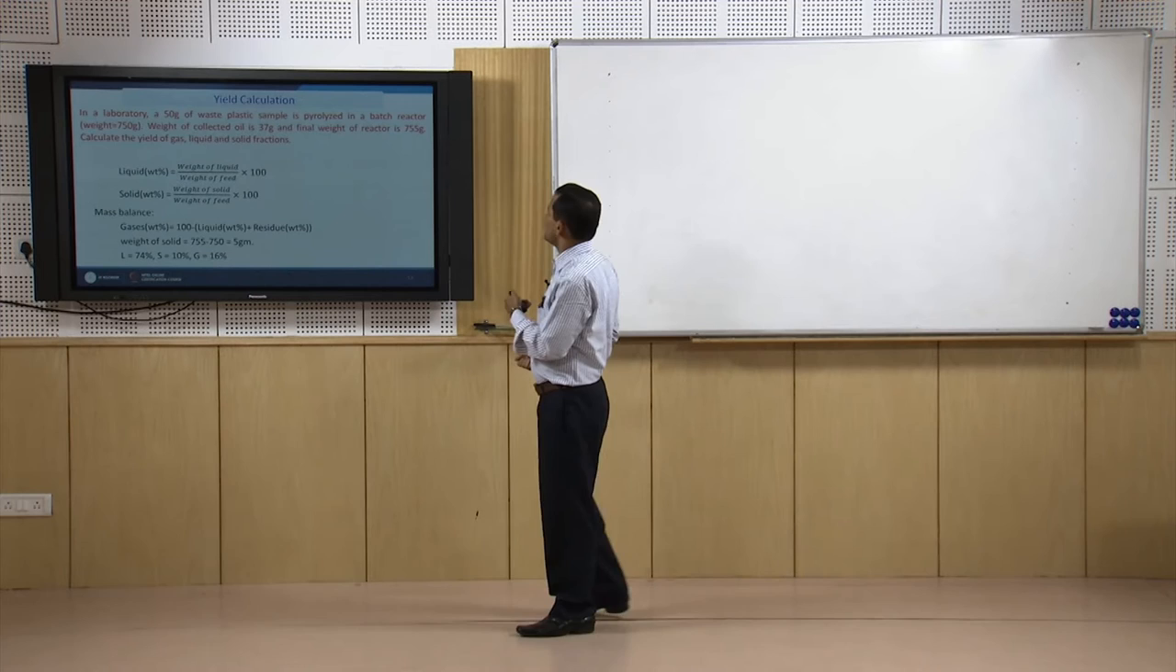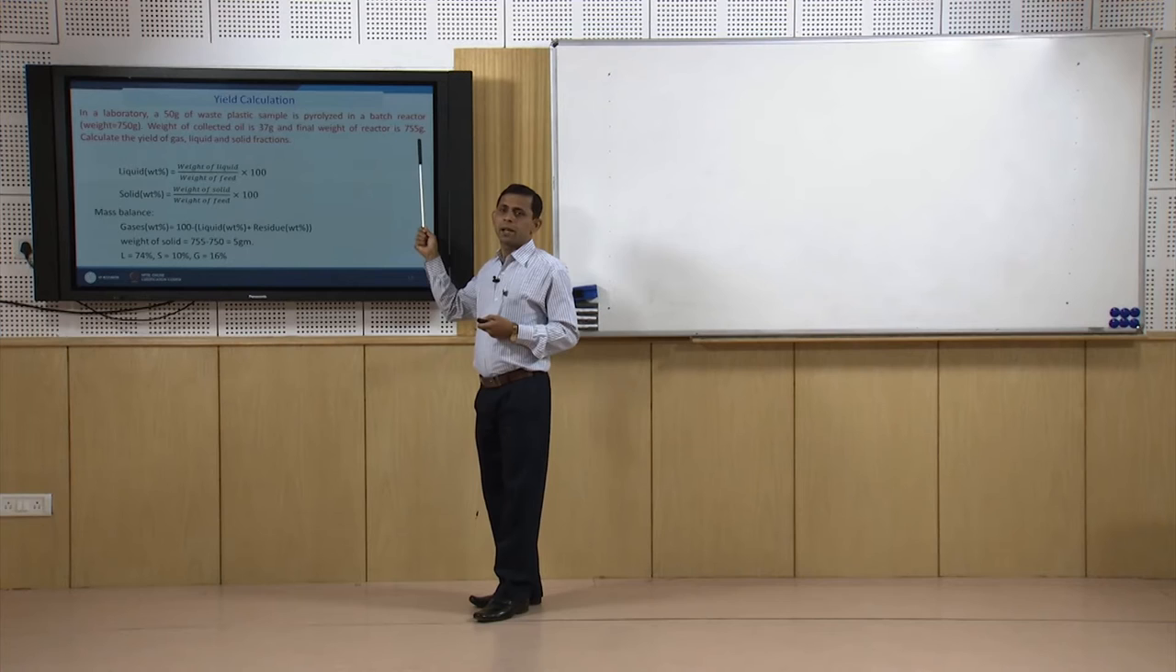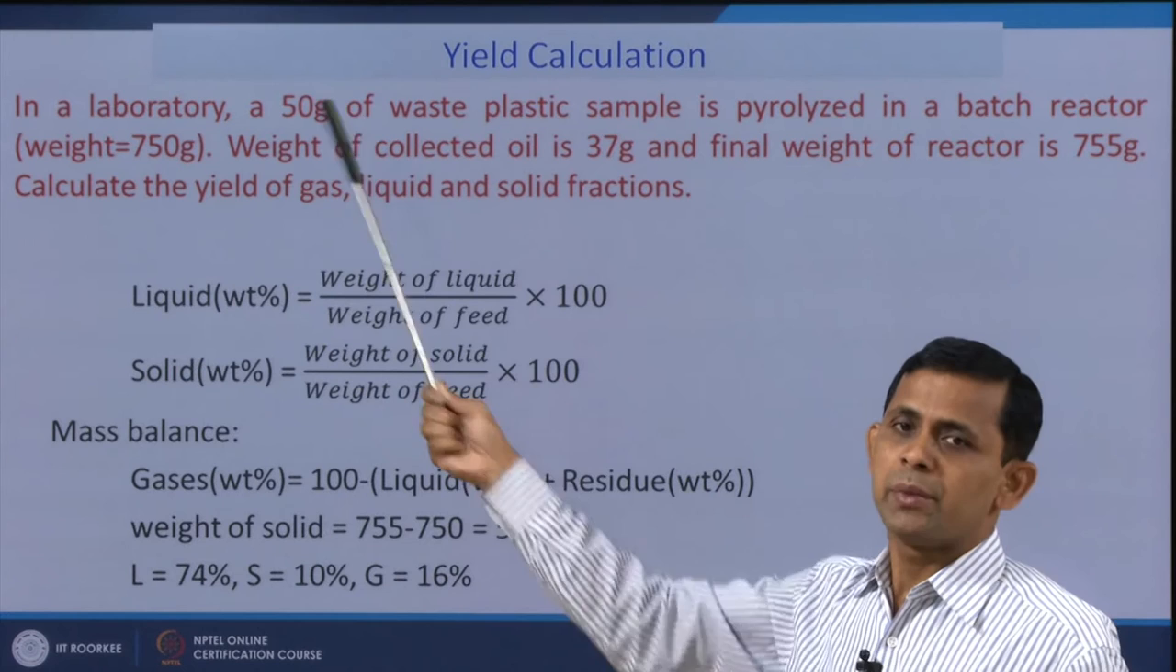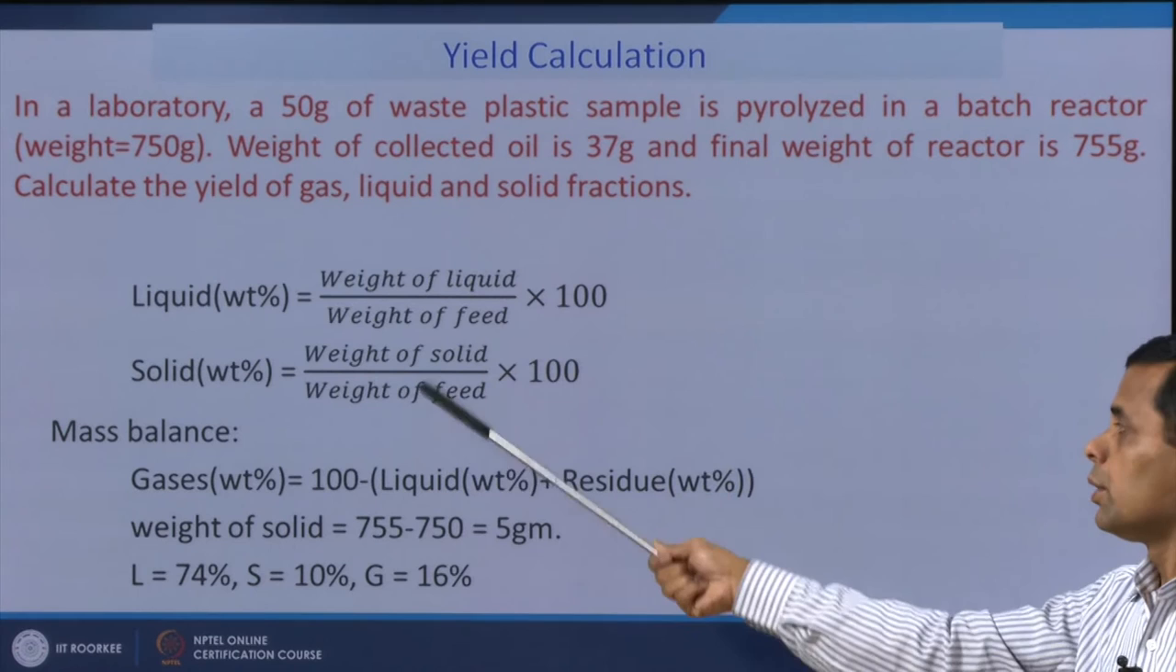Similarly, the weight of the batch reactor initially is 750 gram. After the pyrolysis reactions, it is 755 gram. That means some carbon or some char is deposited in the reactor. So, 755 minus 750, that is 5 gram, is the weight of the char produced during the process. So, the percentage of solid will be the weight of solid, that is 5 gram, divided by the weight of feed, that is equal to 50 gram, into 100, so that comes to 10%.